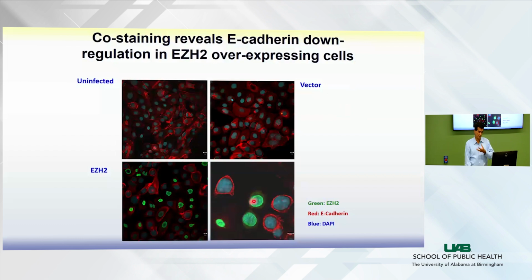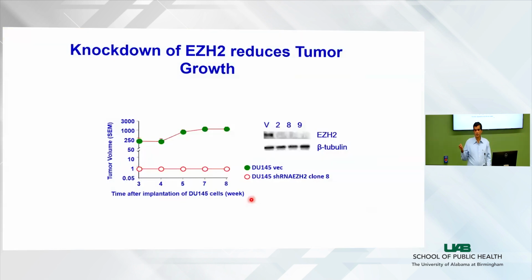And here you see when we add EZH2, that's the green color, you lose that membrane adhesion protein, and then cells start becoming invasive, basically. And we can actually do a mouse experiment where you remove the EZH2 from cancer cells and inject them into the mouse. And you see that if there is no EZH2, you don't see the tumor growth at all.